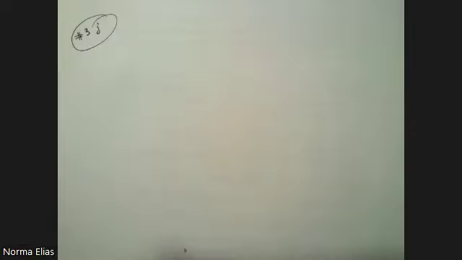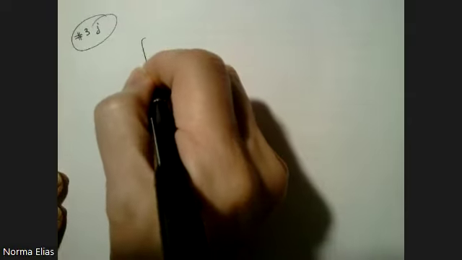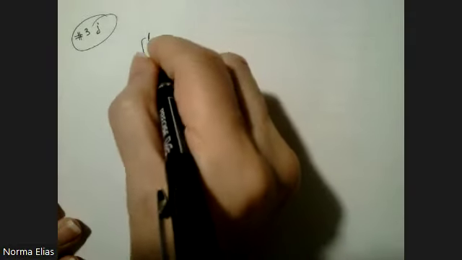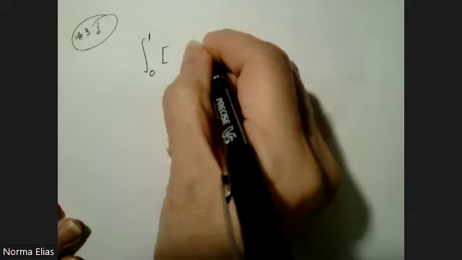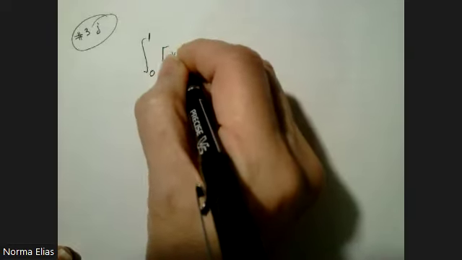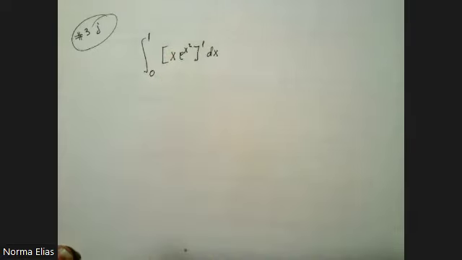Okay. All right, now I'll finish with 3J, so I can finish with number 3. Integral from 0 to 1 of the derivative of x e to the x squared. Okay, so what is the definite integral of that?